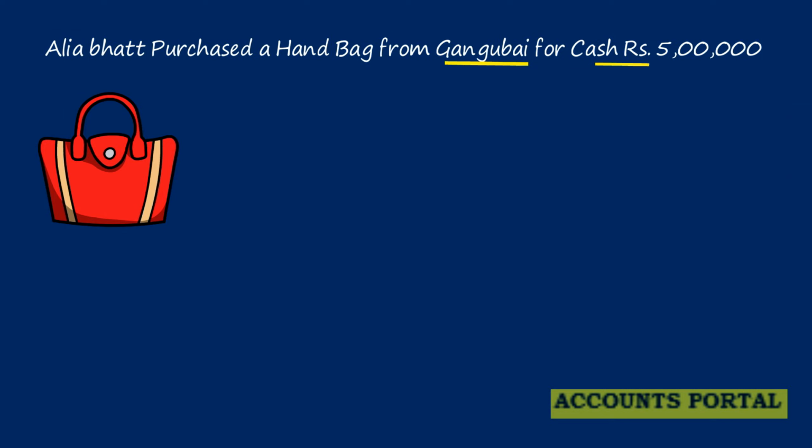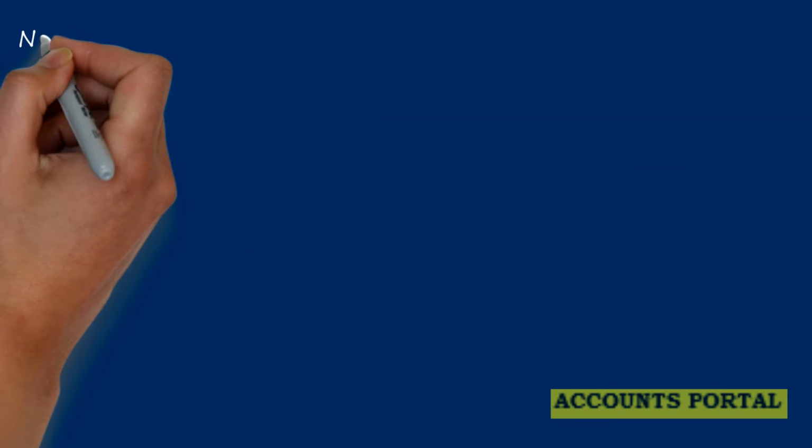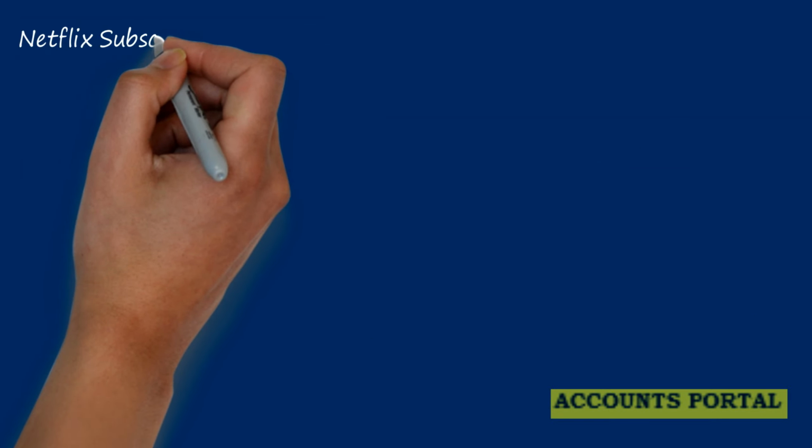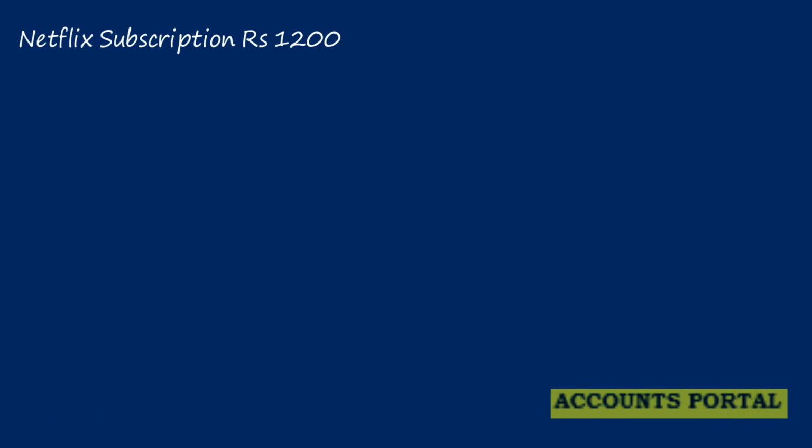Now we will learn the third situation, where nothing is said in the transaction. What do you mean nothing is said in the transaction? Where the word cash or person name is not given in the transaction, it will be treated as a cash transaction. Example, Netflix subscription rupees 1200. Here the word person name or cash is not given in the transaction. It will be assumed as a cash transaction.